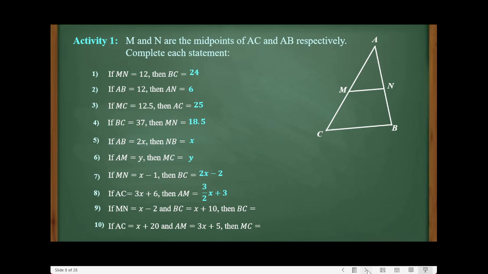Number 9, if MN is x minus 2 and BC is x plus 10, so what do you think is BC? 24. Number 10, if AC is x plus 20 and AM is 3x plus 5, what is MC? It's 11. Okay?